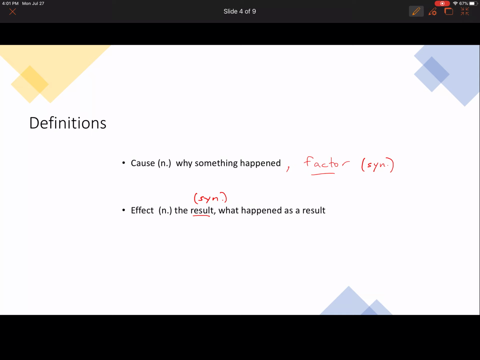Effect means the result, or what happened as a result. So what are the effects of obesity, for example? One effect is high blood pressure. Okay, let's take a look at the model together.